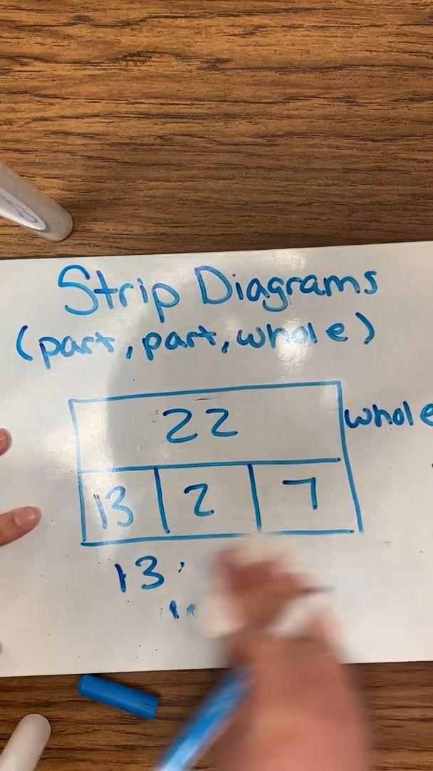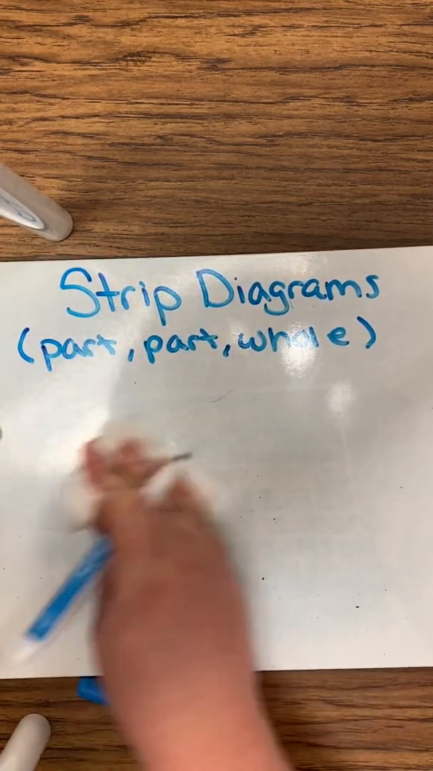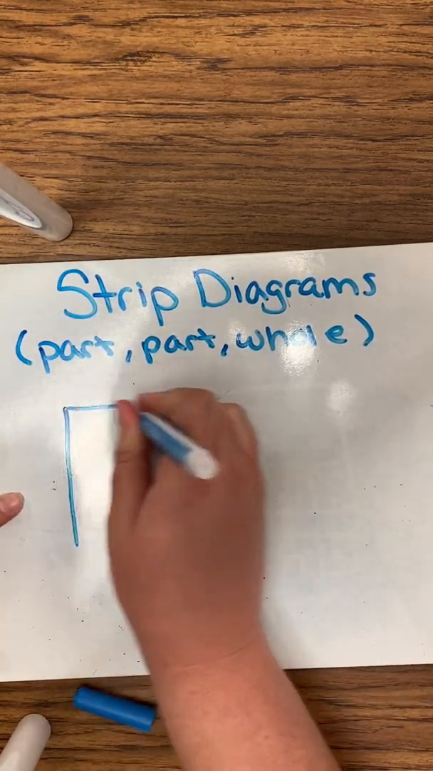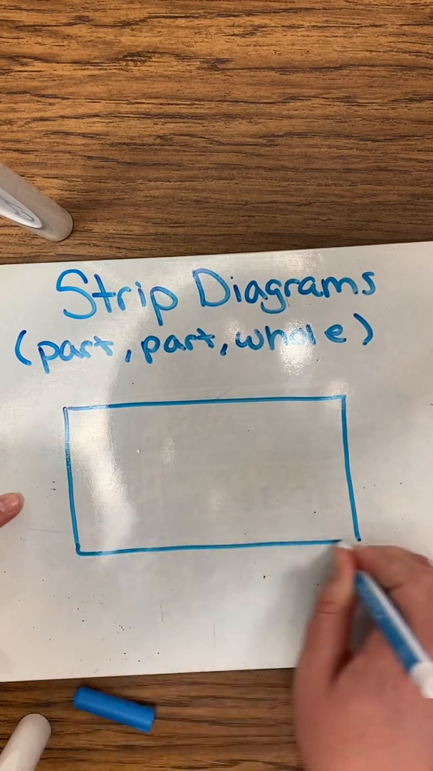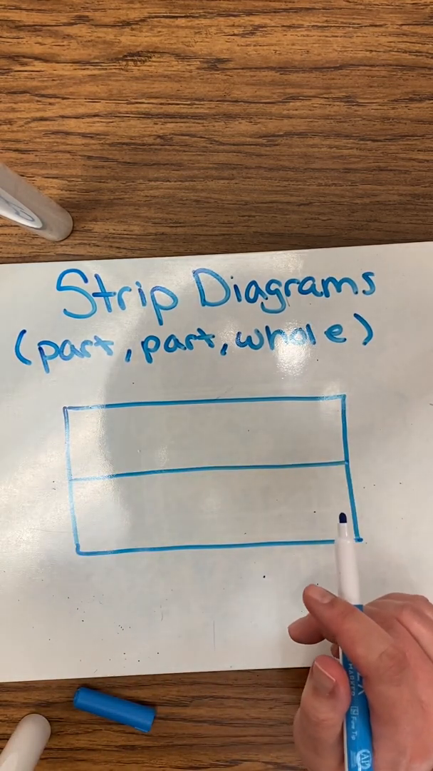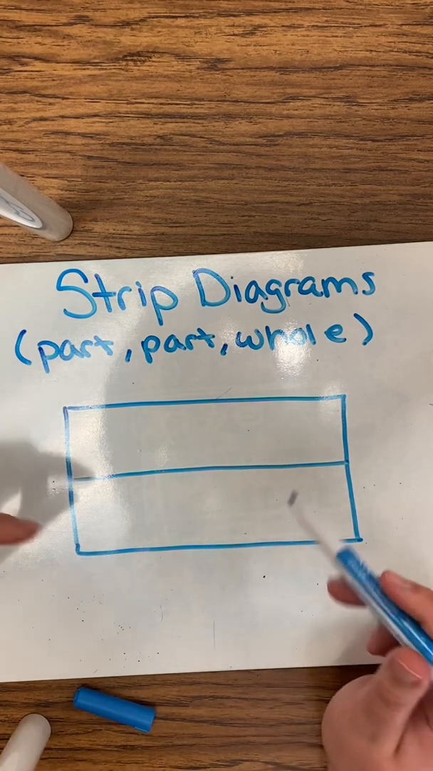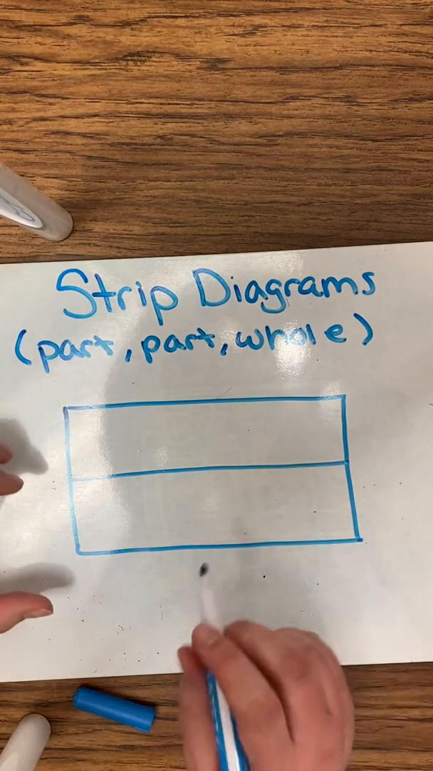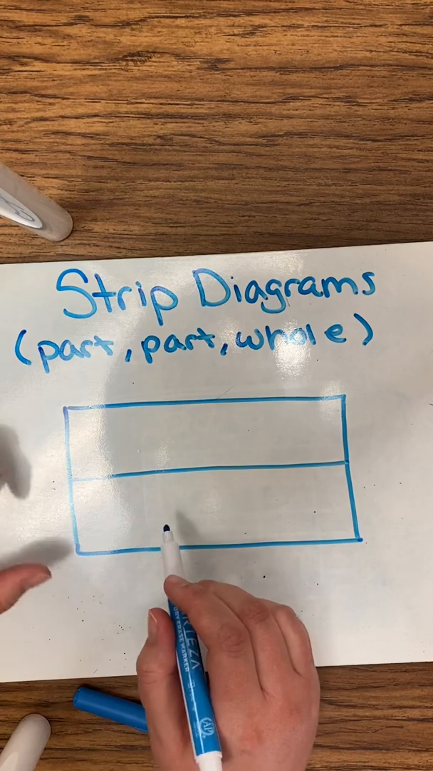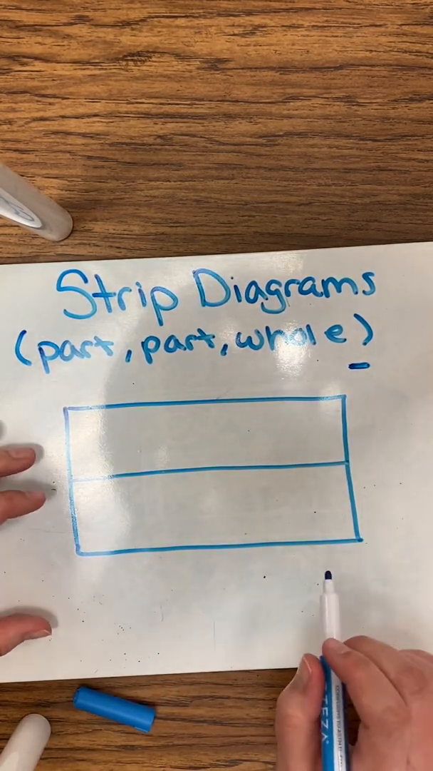Now, I'm going to show you what it's going to look like for a subtraction problem. Okay, so make our rectangle again, cut it in half. Now remember, boys and girls, sometimes you're going to see the whole is either going to be on the top or the bottom, okay? So I'm going to switch it up a little bit. For a subtraction problem, I'm going to put a little subtraction sign right here to kind of help you, okay?